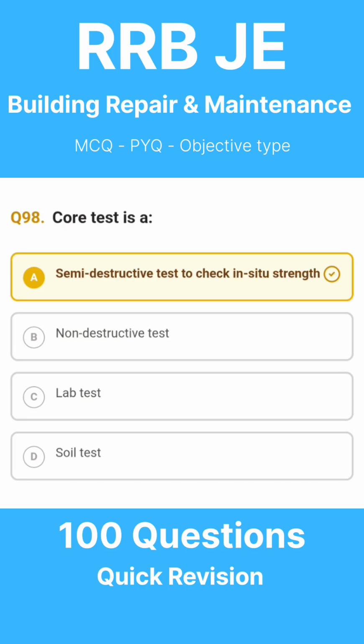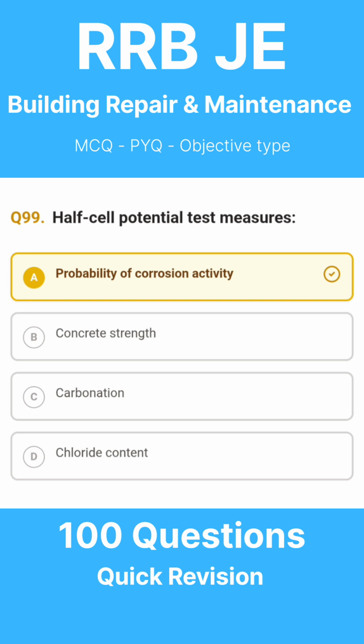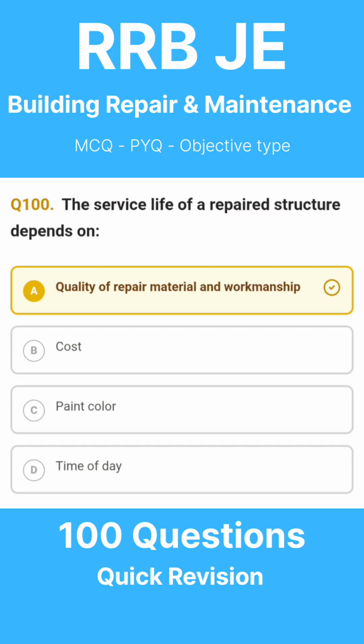Question 98. Core test is a. The correct answer is semi-destructive test to check in situ strength. Question 99. Half-cell potential test measures. The correct answer is probability of corrosion activity. Question 100. The service life of a repaired structure depends on. The correct answer is quality of repair material and workmanship.